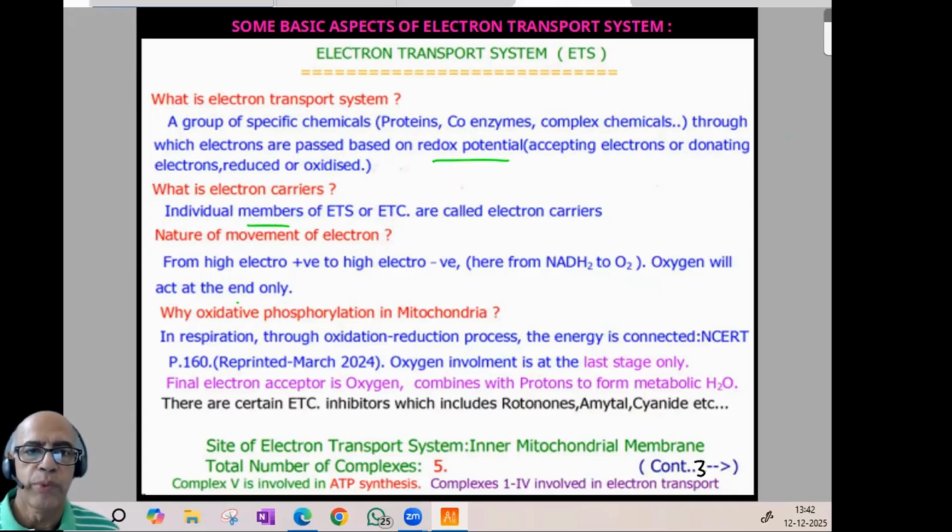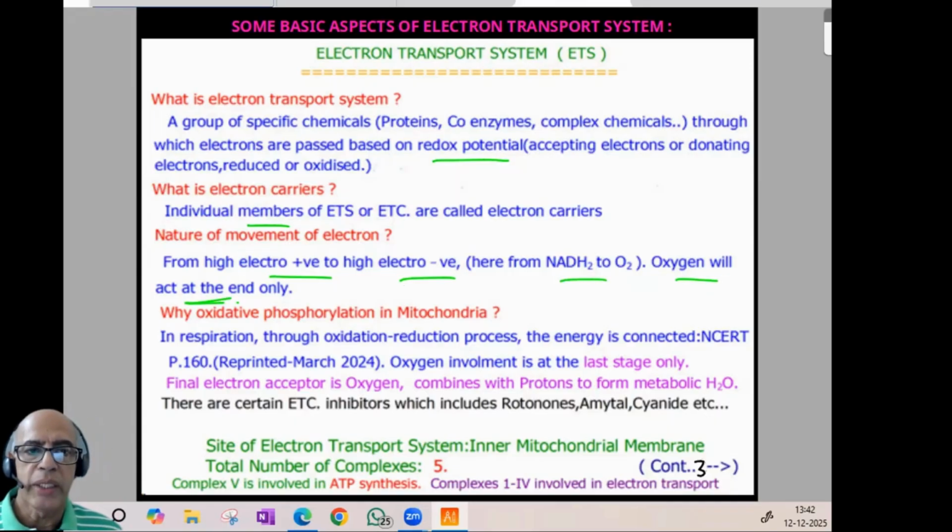Then, the nature of movement of electrons. In the simplest manner, from high electropositive to high electronegative. Here in ETC, we find it from NADH to oxygen, and oxygen acts only at the end. Important for NCERT.